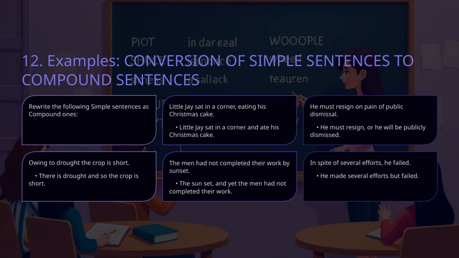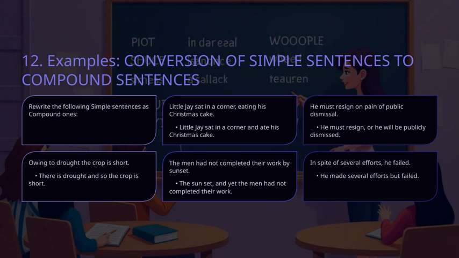Similarly, "He must resign on pain of public dismissal" can be transformed into, "He must resign, or he will be publicly dismissed." This introduces a choice or consequence, linked by "or." Finally, "In spite of several efforts he failed" becomes, "He made several efforts but failed." Here, "but" shows the contrast between his efforts and the outcome.